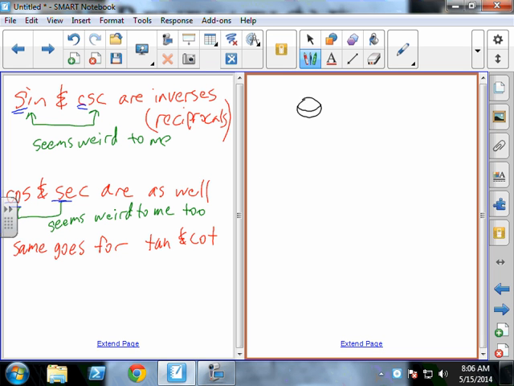Some textbooks will use A, some will use B, some will use X, some will use Y. Just be aware that it is a variable and it stands for a reference angle. When you're talking about the sine, the cosine and the tangent, it doesn't make sense to talk about them without talking about the sine of an angle, the cosine of an angle, the tangent of an angle.